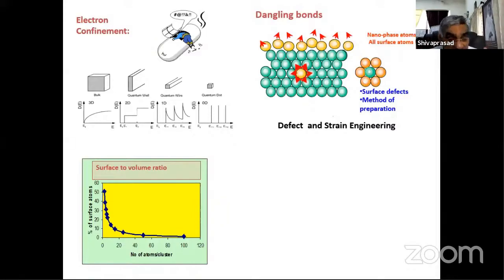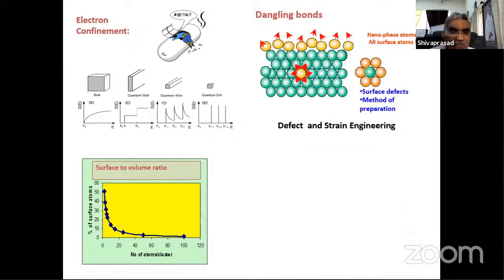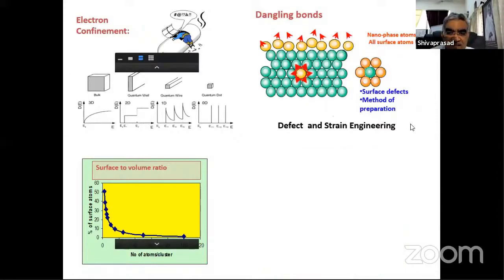Earlier handle was size. The other was shape. And now we have arrangement of atoms. If you arrange the atoms differently also, you can get different band gaps and different electron states. So now, my friends, these are the most important things about nanomaterials.